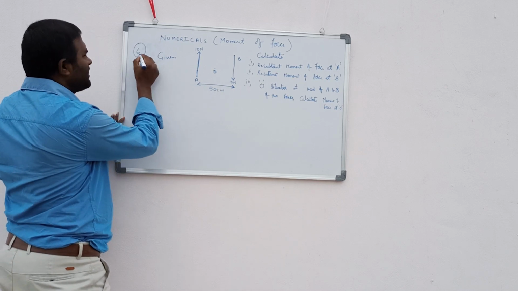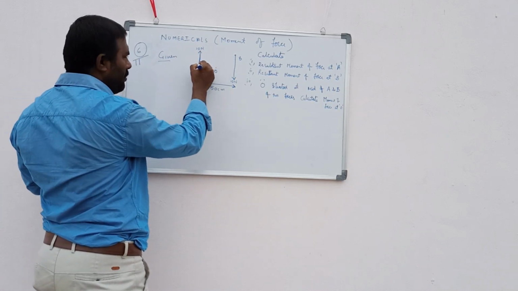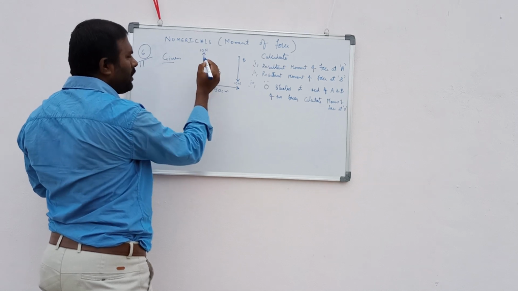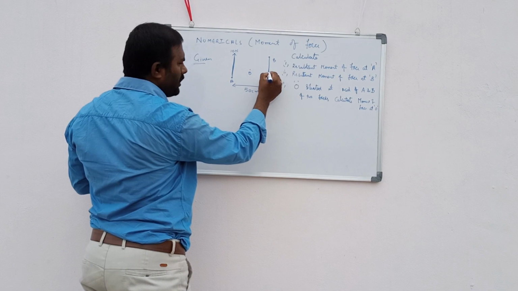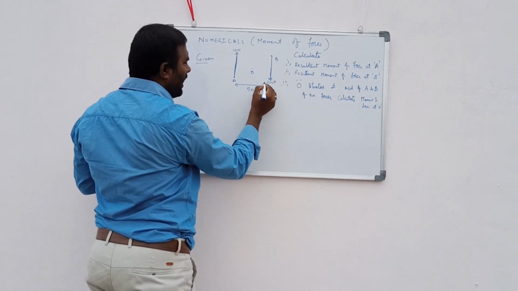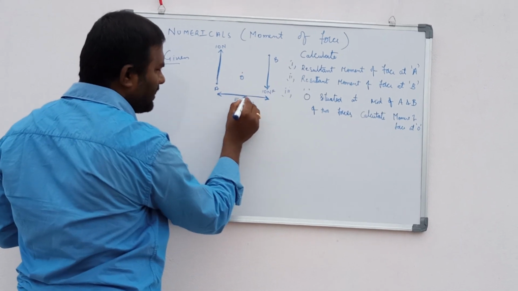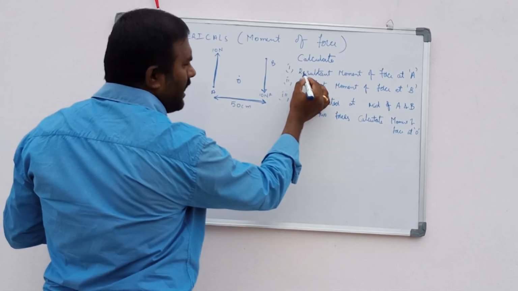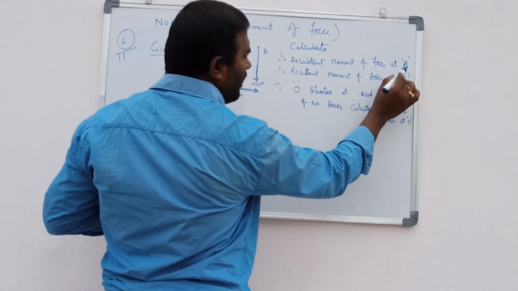Okay, so this is the sixth question, page number 11. Given that the force is 10 newtons at point A, and at B also a 10 newton force is applied. These two are separated by 50 centimeters, that is the distance. They are asking us to calculate the resultant moment of force at A.